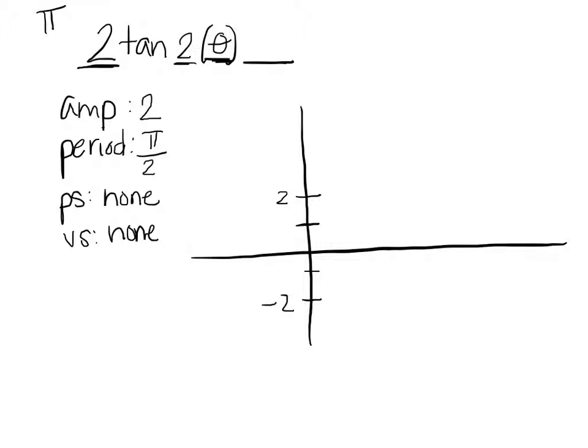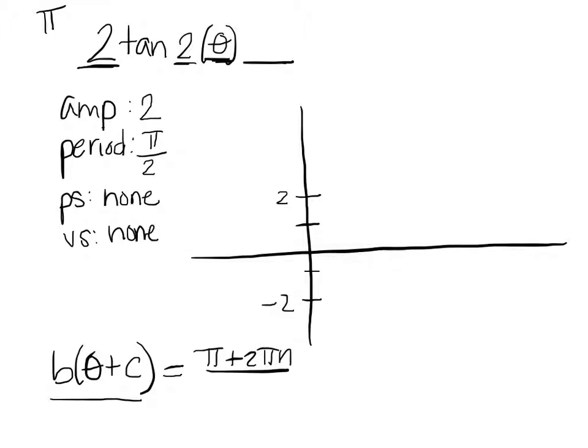Okay, but now for the real work, we actually have to figure out where our asymptotes are. And so here's the deal. Your asymptote is always going to be found by taking b times theta plus c. Remember that part, that whole part of tangent, or sine or cosine or whatever. This whole thing, we're going to set equal to pi plus 2 pi n, all over 2. I know it sounds kind of crazy, there's a lot of math to do there, but that's what we're going to do.